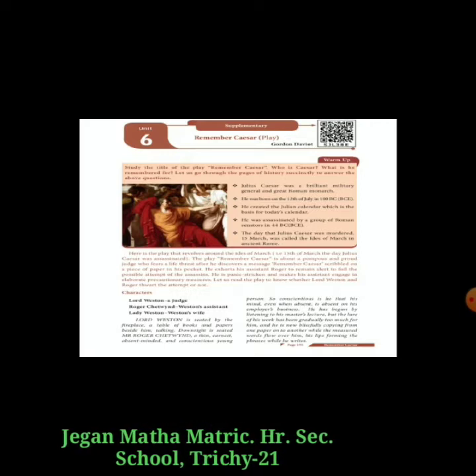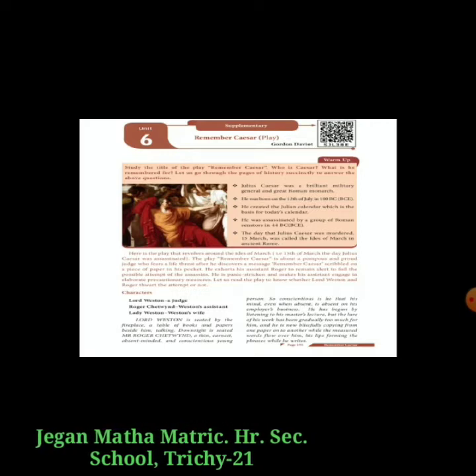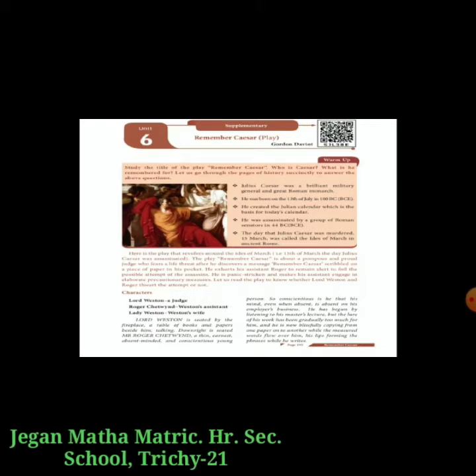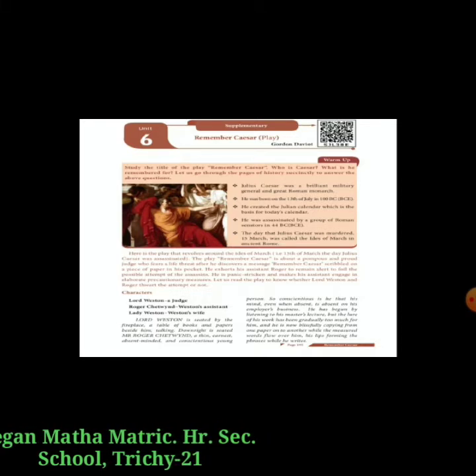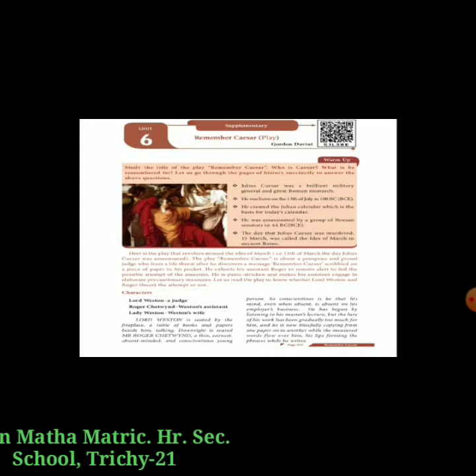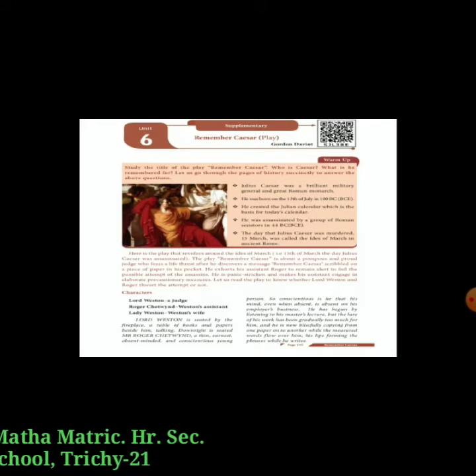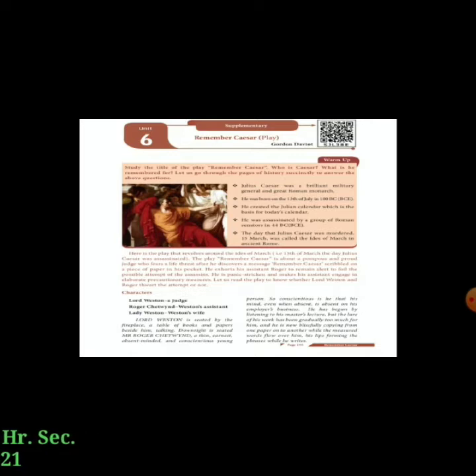Actually, Roger informed that he is absent-minded. Lord Weston is here, always the absent man. So that is the single paper he kept, Remember Caesar. He is panic-stricken and makes his assistant engage in elaborate precautionary measures. Let us read the play to know whether Lord Weston and Roger thwarted the attempt or not.